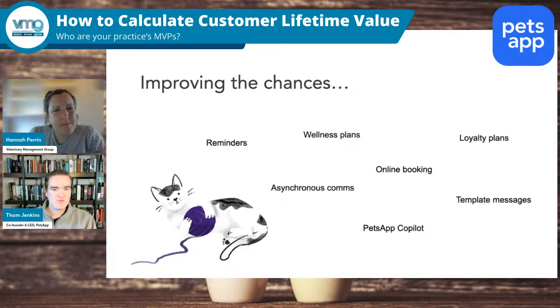Well, we can use things like reminders, wellness plans, online booking, loyalty plans, template messages. Pets Up Copilot is an AI tool that will help recommend responses to pet owners, making things more convenient through asynchronous communications. So increasing the number of opportunities to advocate for patients.